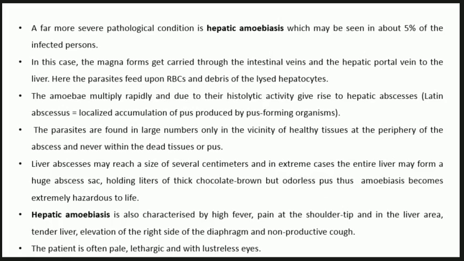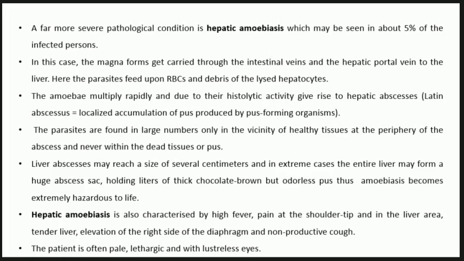Hepatic amoebiasis is also characterized by high fever, pain in the shoulder tip and the liver area, and tender liver elevation. So there will be swelling of the liver. The doctors will check whether swelling is there or not. Definitely there will be pain. So this is one of the conditions.